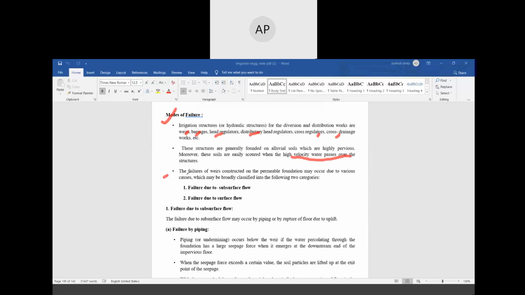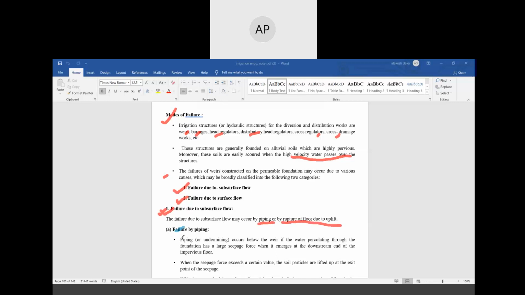The failure of weirs constructed on a permeable foundation may occur due to various causes, which may be broadly classified into the following categories: failure due to subsurface flow and failure due to surface flow. So, what is failure due to subsurface flow? The failure due to subsurface flow may occur by piping or by rupture of the floor due to uplift.